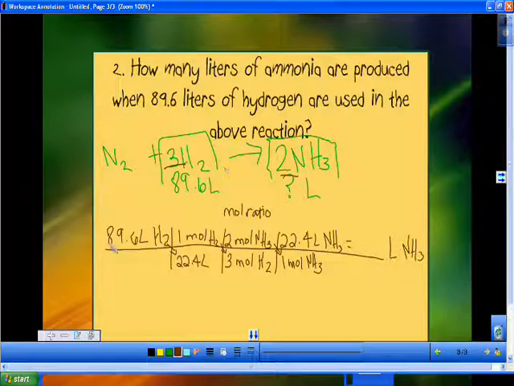To make this calculation, you have 89.6 divided by 22.4 multiplied by 2 divided by 3, then multiplied by 22.4. So we have a total of 59.7 liters of ammonia.